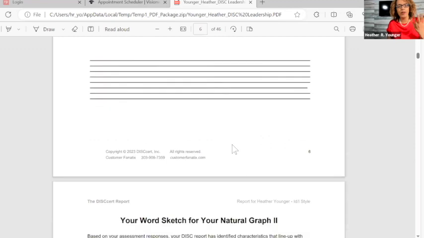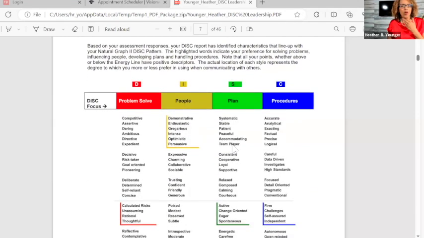As we go down, there are lots of different pages. This is called the word sketch in our report, and it's through DISC-Cert. That's who I'm certified through. It talks about DISC and the framework of DISC's focus. So for the D, the focus is on problem solving. The I, the focus is on people. The S, the focus is on plan. And the C, the focus is on procedures. And you can see that in the highlight bar above.